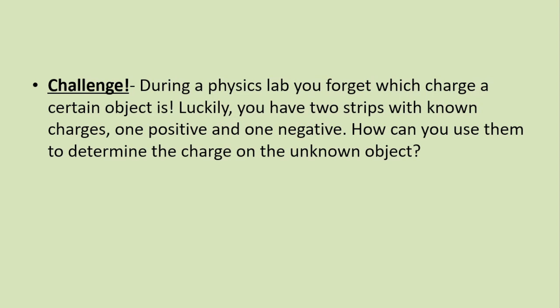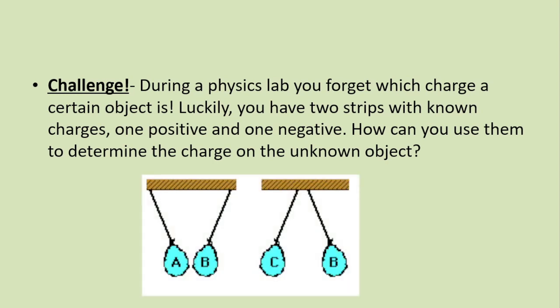So let's take a look at this challenge question really quick. During a physics lab, you forgot which charge a certain object is. Luckily, you have two strips with known charges. One is positive and one is negative. How can you use them to determine the charge on the unknown object? If I don't know the charge of my object, first thing I'm going to do is bring my positively charged strip towards it and see what happens.